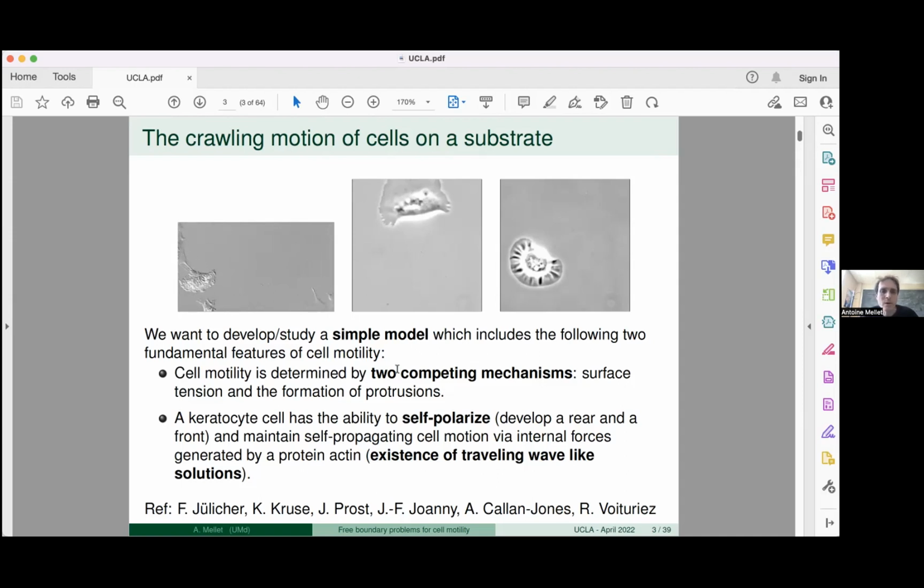Okay. So a lot of people have been investigating this. I mean, biologically speaking, it's a very complex thing. And what we're aiming at is just a simple mathematical model that could describe those phenomena.